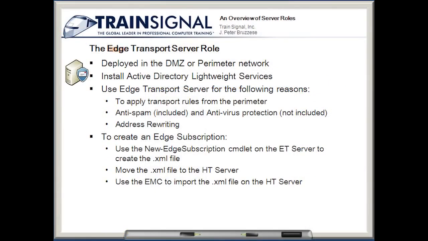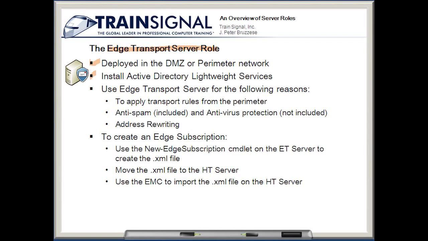Okay, so now let's talk about our last server role, the Edge Transport Server. This server is unique when you compare it to the other server roles in that it's deployed not within your Active Directory, but rather it's not a member of the Active Directory. It's actually in your perimeter network. It's not included within your internal network. So it holds a very unique role, starting with the fact that it's deployed in the DMZ or the perimeter network, and then followed up with the fact that it's not a member of the Active Directory. Instead, you install the Active Directory Lightweight Services role on that Edge server.